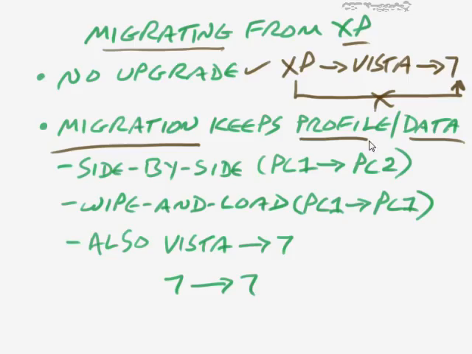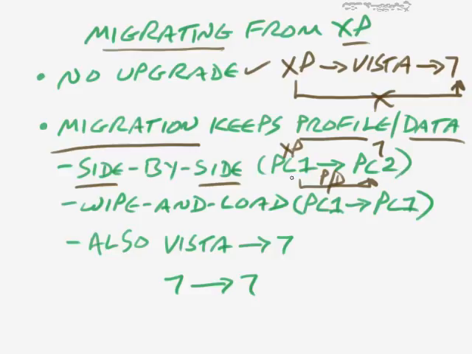Then a migration will also keep not only the profile stuff that I just talked about, but also your data, any data files that I've created, any Word documents, music files, whatever else I might have there. When you do a migration, you have two methods of going about this. You can do what we call a side-by-side migration. This might be where on PC 1 I have XP installed, and then on PC 2 I do a clean installation of Windows 7. Then I'll use certain utilities to copy all of these profile and data settings from XP over here to Windows 7. So my profile and my data get copied over here to this new computer.